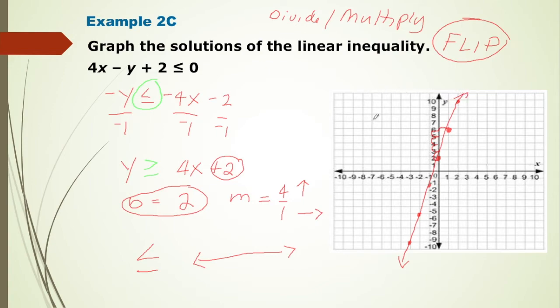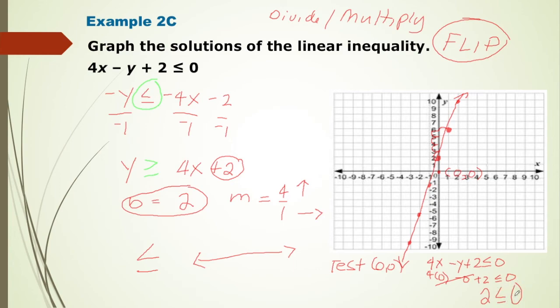And the last step is to check the shaded area using 0, 0, because 0, 0 is not on the line. If you want to use y is greater than or equal to 4x plus 2, that is all up to you, or the original equation. So let us check. 4x minus y plus 2 is less than or equal to 0. This will be 4 times 0 minus 0 plus 2 is less than or equal to 0. Then we have 2 is less than or equal to 0.